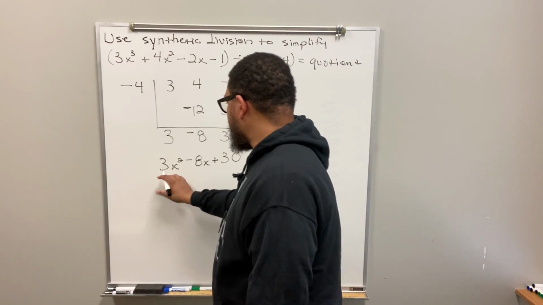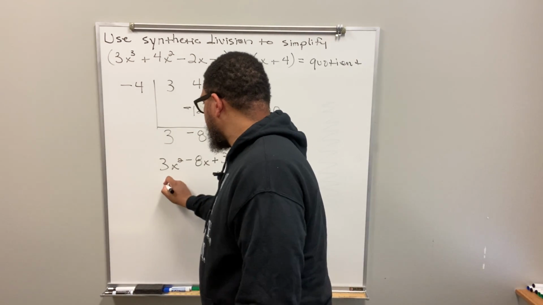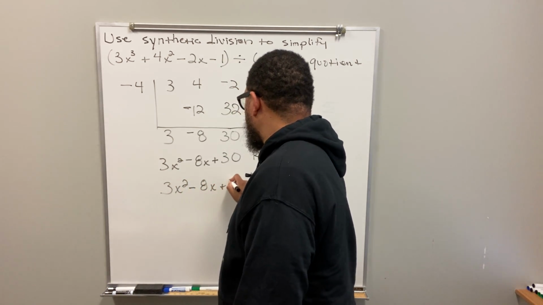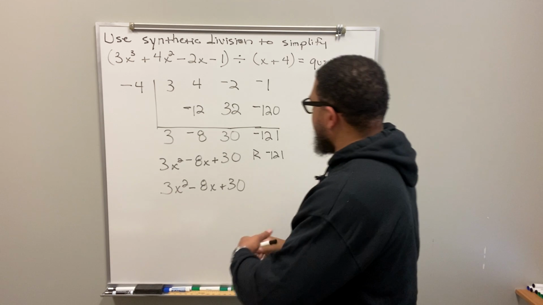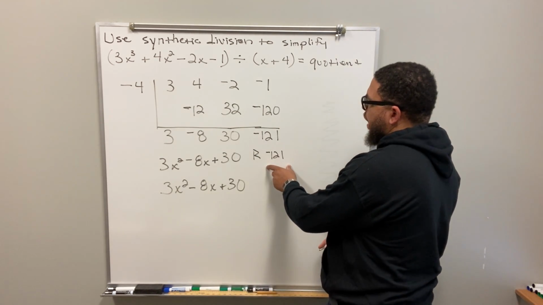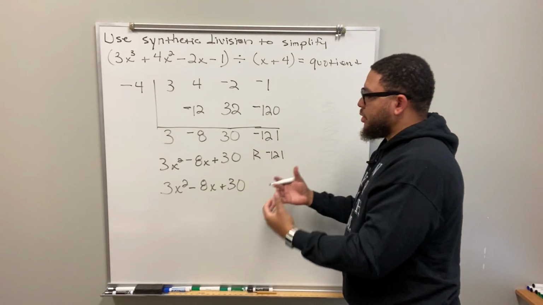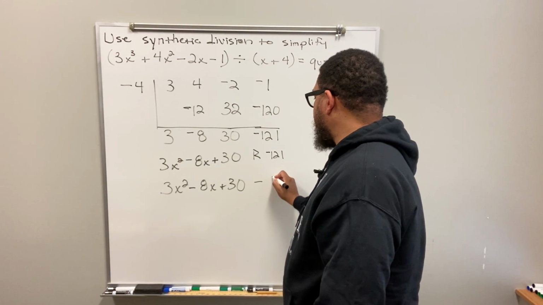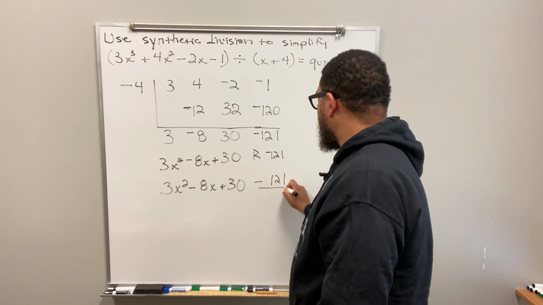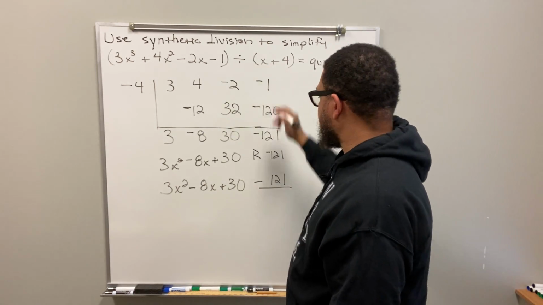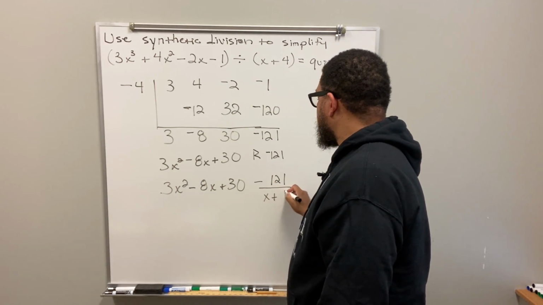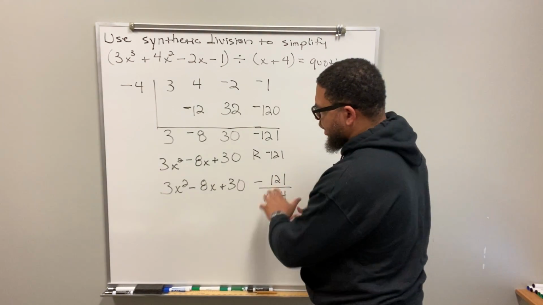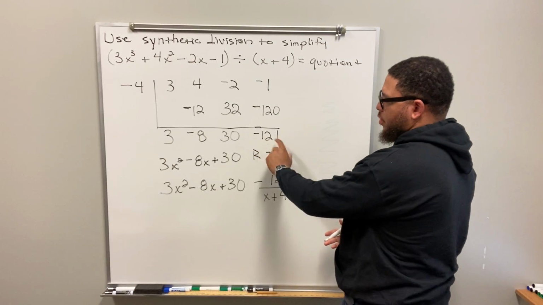You would take this quotient, right? You would say 3x squared minus 8x plus 30, and then you take the remainder and divide it by the divisor, or you represent that as a fraction. So this is a negative 121. So then I would write minus 121 divided by the divisor, which is x plus 4. So this would be like the more sophisticated way to write the answer when there's a remainder involved.